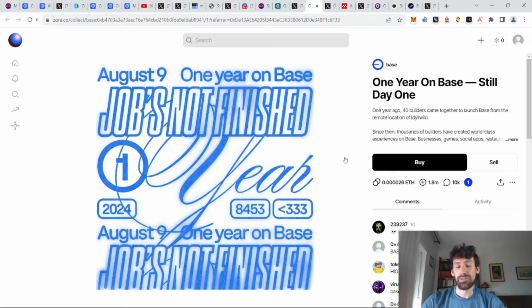And finally, if you want to do a nice two-in-one with Zora and Base, you can do so with Jobs Not Finished, a very nice Kobe reference here on their platform, where apparently Zora has actually launched their token.